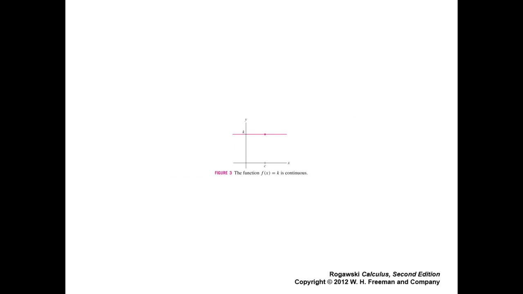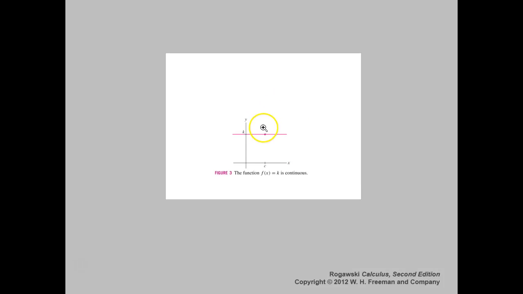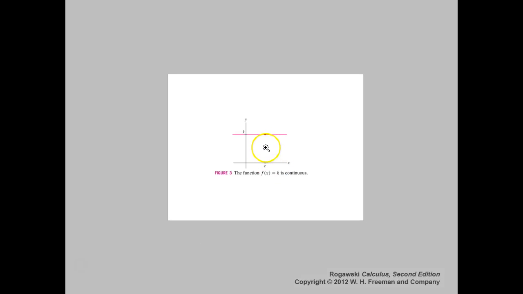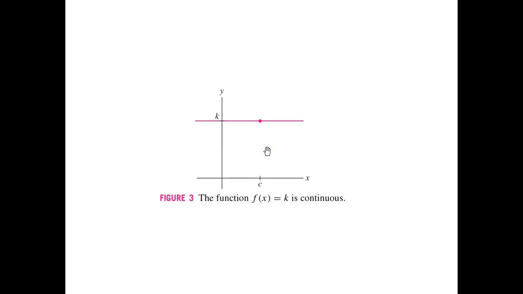Here's a pretty simple one. Well, I hit the wrong button. Okay, there it is. All right. What would you call this function that's represented by the reddish or pinkish line?